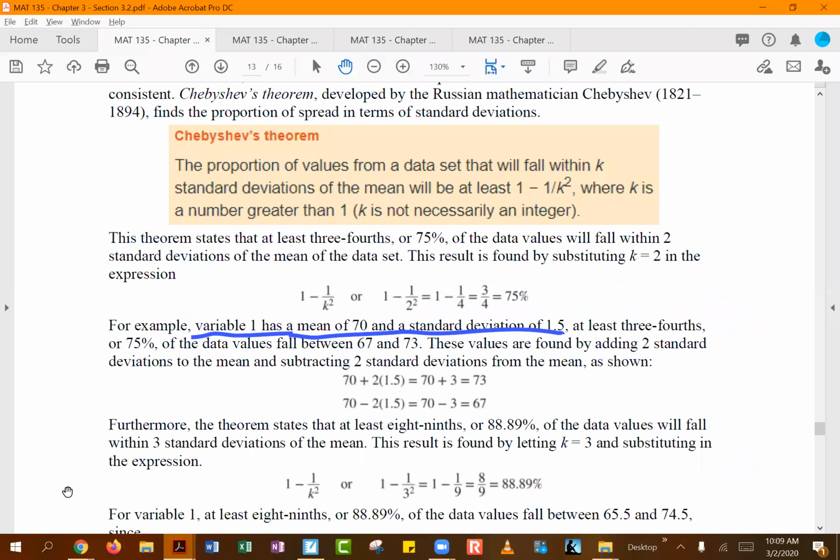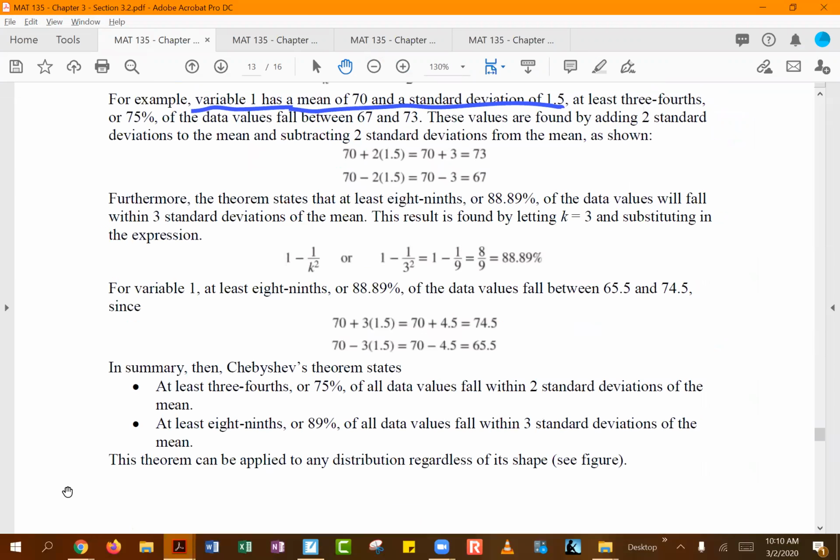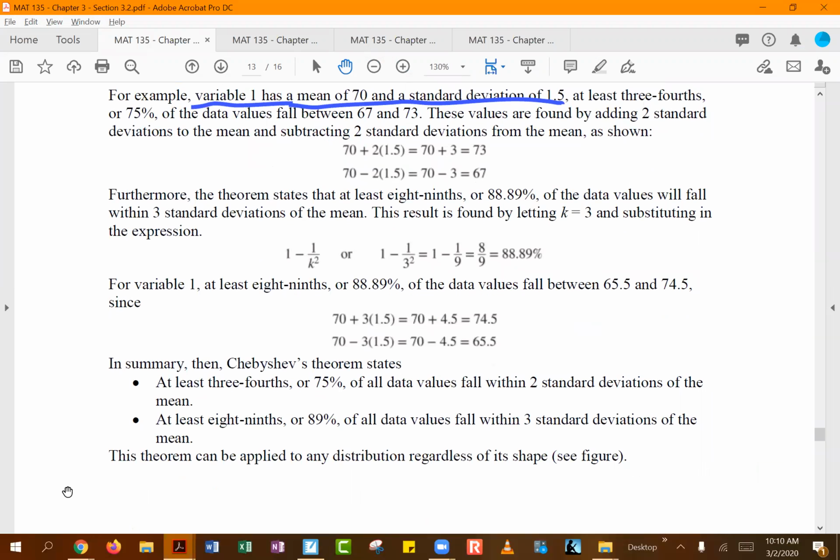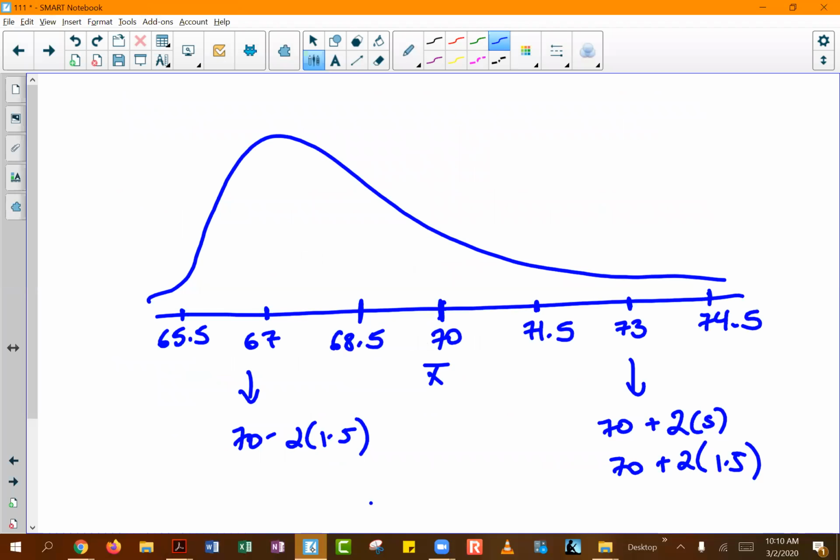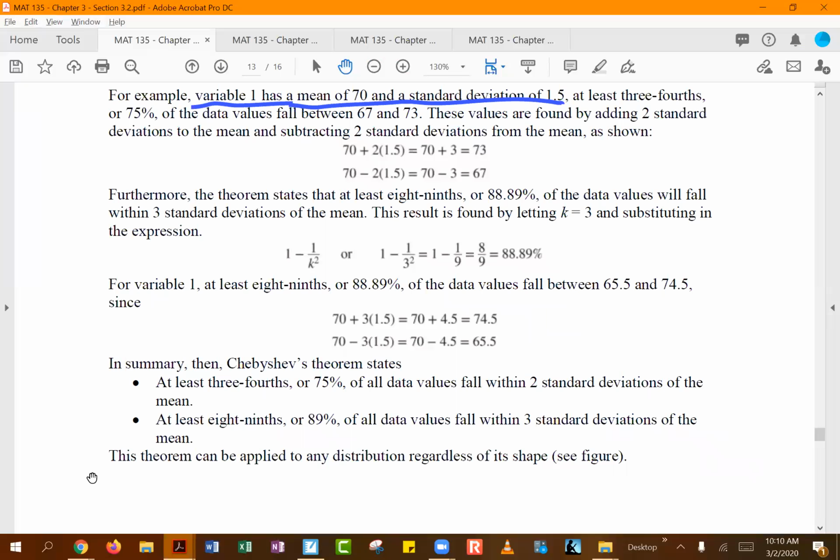Alrighty, so you can kind of see how we did that same calculation here with 3 standard deviations, which puts us at 65.5 and 74.5. So you should be again able to verify that with 65.5 and 74.5 being 3 standard deviations away from your mean as well. Okay, so this would be something you would need to remember when you're working with Chebyshev's theorem, which is these 3/4 or 75% fall within 2 standard deviations of your mean, and at least 8/9 or 89% falls within 3 standard deviations of your mean.